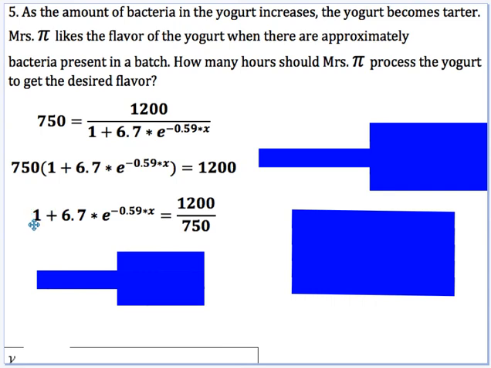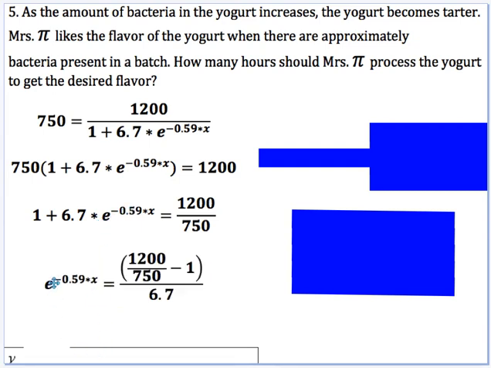Well, I want to get rid of the 1, and I want to get rid of the 6.7 so that I can have my e raised to this power all by itself. So I'm going to go ahead and do that. When I do, first I have to subtract by 1, so that's this. Then I'm going to divide by 6.7 because I'm multiplying here. Dividing is the opposite of multiplying, so I'm dividing.